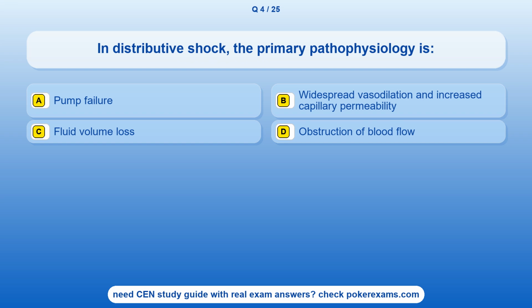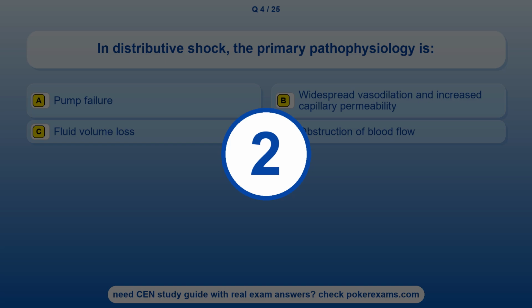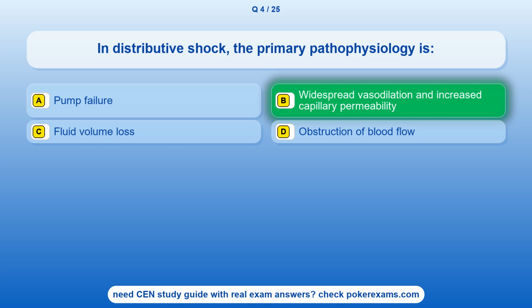Question 4. In distributive shock, the primary pathophysiology is: Option A. Pump failure. Option B. Widespread vasodilation and increased capillary permeability. Option C. Fluid volume loss. Option D. Obstruction of blood flow. The correct answer is option B. Widespread vasodilation and increased capillary permeability.